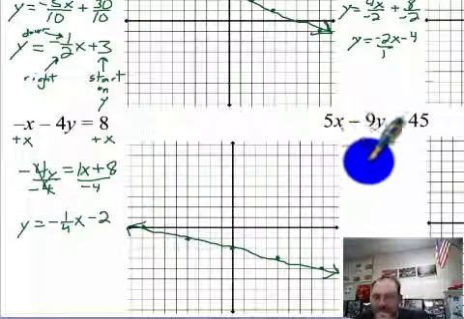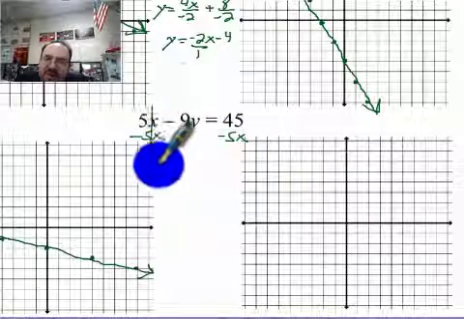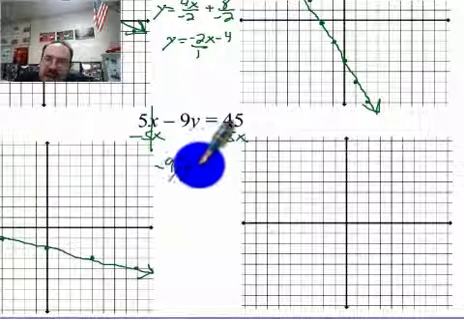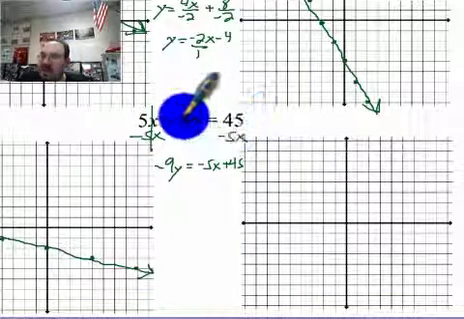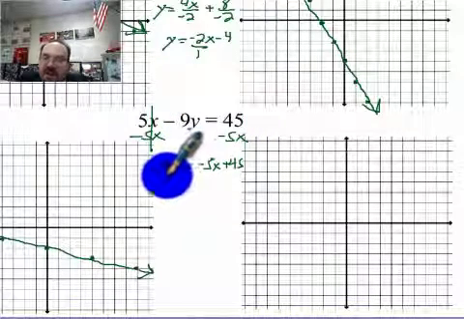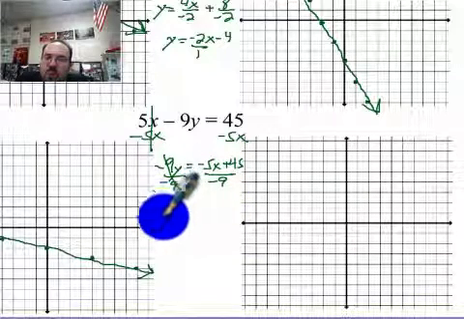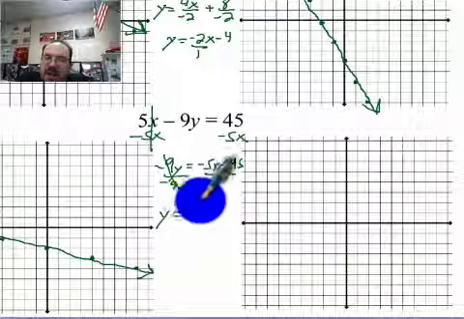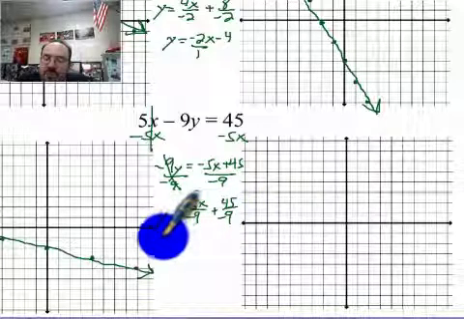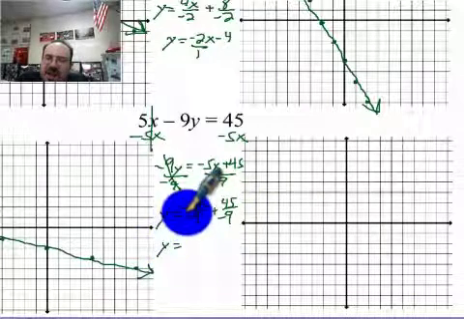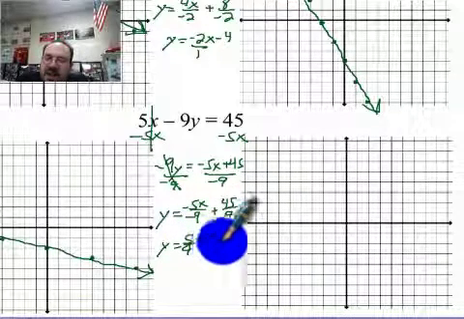And then the last one, I'm going to subtract 5x from both sides and get negative 9y equals negative 5x plus 45. You know, notice that I put the 5x first, but it had a negative in front, so I kept the negative with the 5. And then if I divide everything by negative 9, I get y equals, well, negative 5x over negative 9 plus 45 over negative 9. And here the negatives cancel, I just get 5/9 x. And here 45 divided by negative 9 is negative 5.